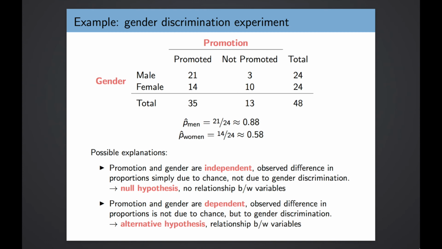and hypothesizes that there isn't any relationship of the kind that we're looking for. The other possible explanation is that promotion and gender are related to one another. They're dependent on one another, and the differences in the promotion rate for men and the promotion rate for women is not due to random chance, it's due to an actual relationship, in this case, gender discrimination. This is the alternative hypothesis. It represents the relationship that we are testing, in this case, the relationship between gender and promotion rates.